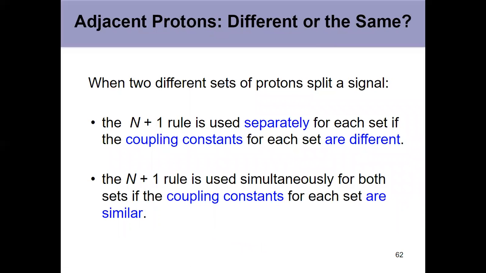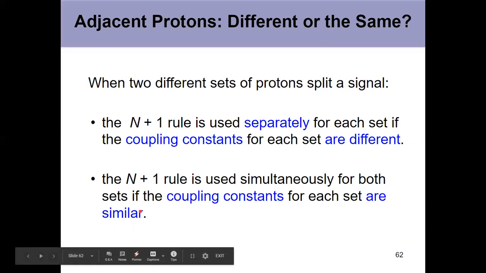Okay. So what does it come down to? Again, most of the examples we're going to see are the earlier ones. But what it boils down to, if we've got 2 different sets of protons splitting a signal, we can use the n+1 rule separately. If the coupling constants are different, we can use it simultaneously if the coupling constants are the same or very similar to one another, right?